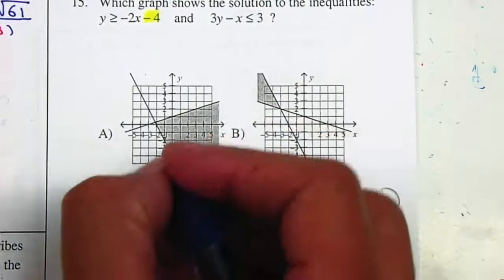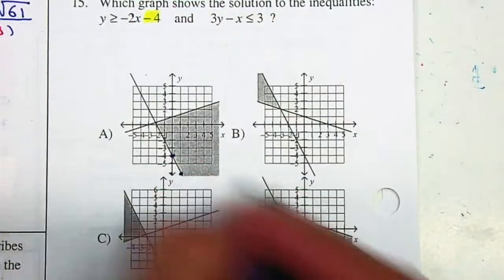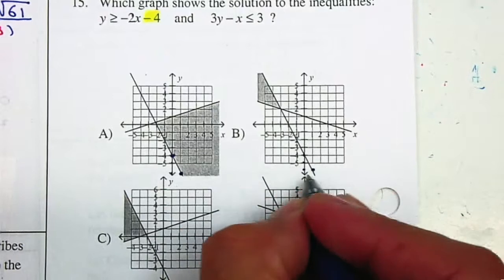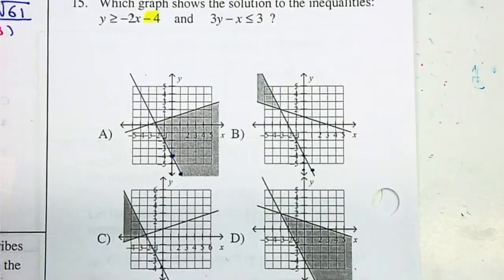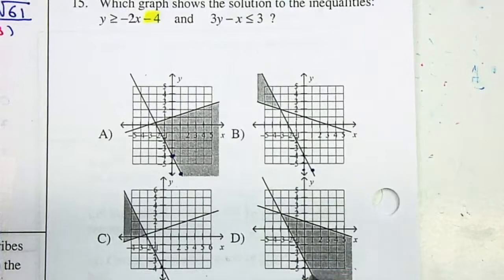Then down 2 and to the right 1, down 2 and to the right 1. So that's this line right here. And if you notice, all of them have the same line. So down 2 and to the right 1, that one's fine as well. This is down 2 and to the right 1. That one's fine as well.